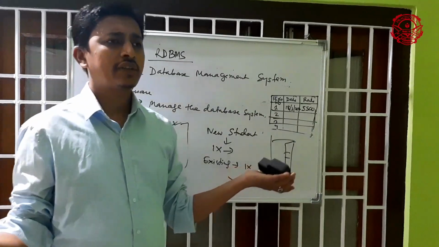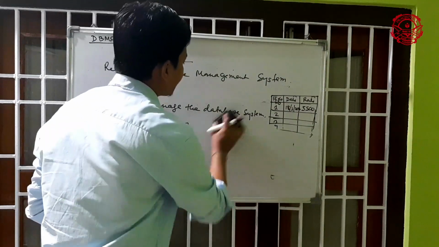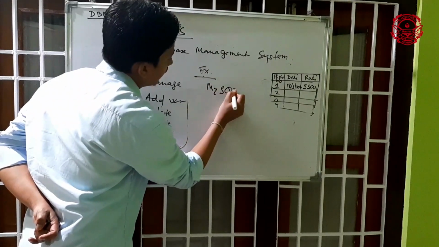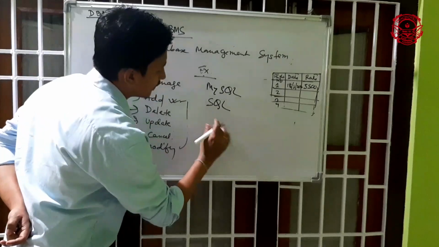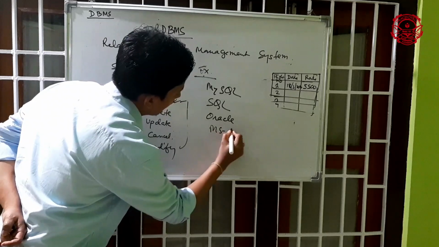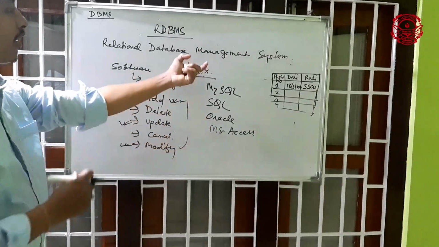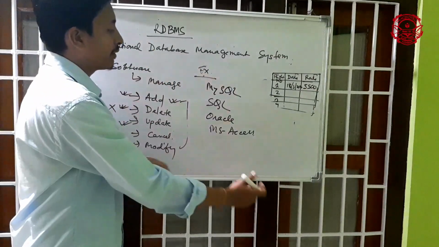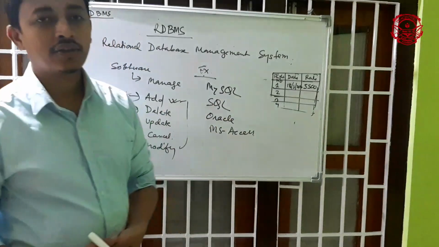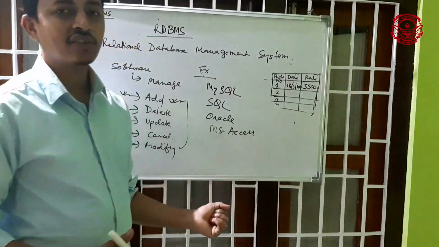Nowadays, a lot of RDBMS software is available in the market. For example, MySQL, SQL, Oracle, MS Access is also an RDBMS software. So these are the examples of RDBMS software. We can use this RDBMS software to manage our database system. So it's very important in a company to use these types of software systems. So I think you understand this concept.